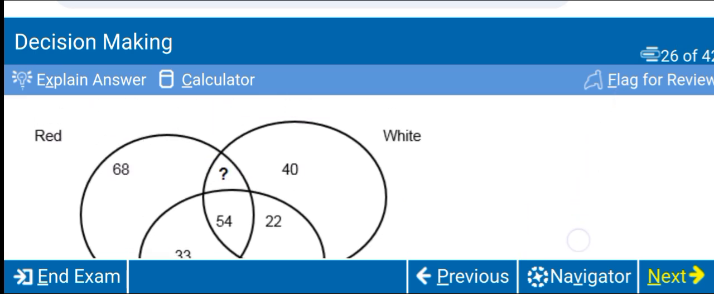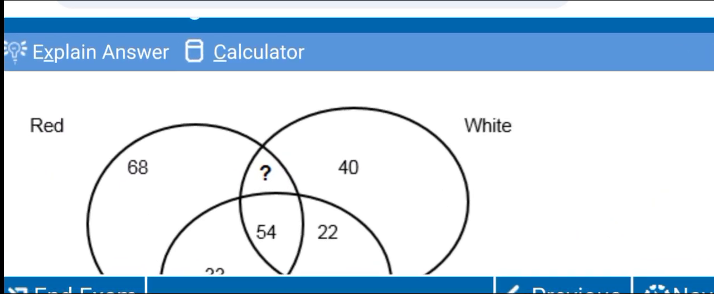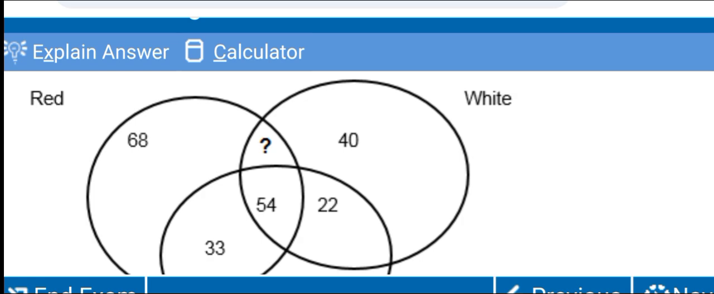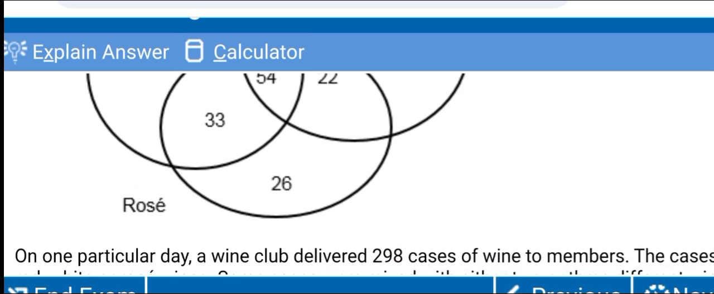So next we have a diagram. First we have a red color. It represented this number 68. Then we have white and rosé.